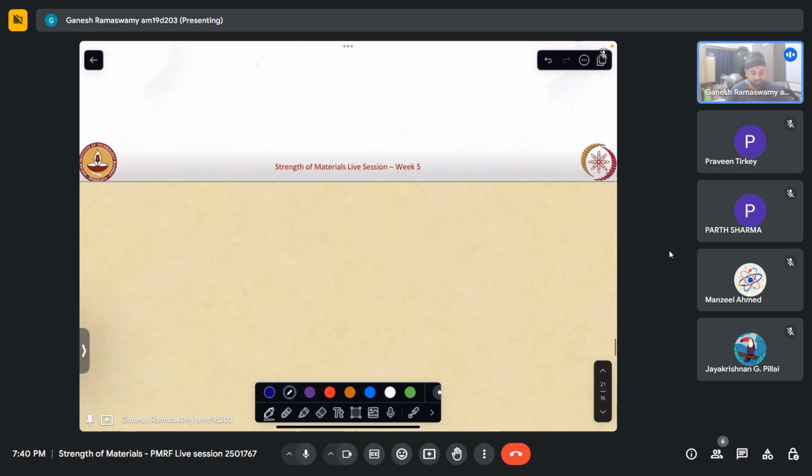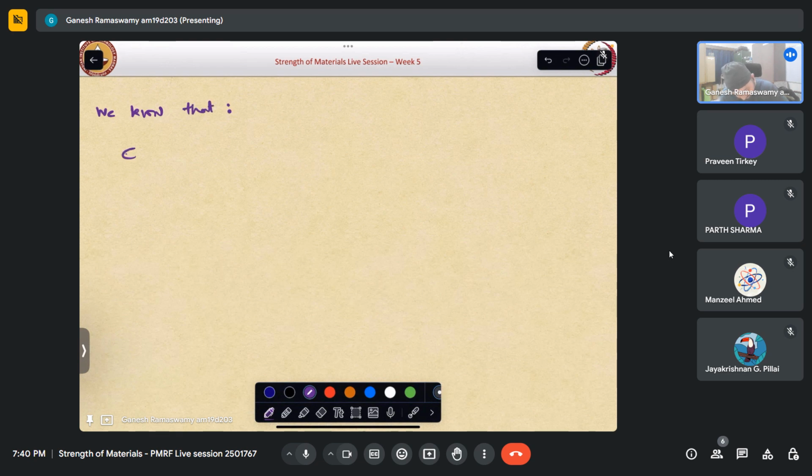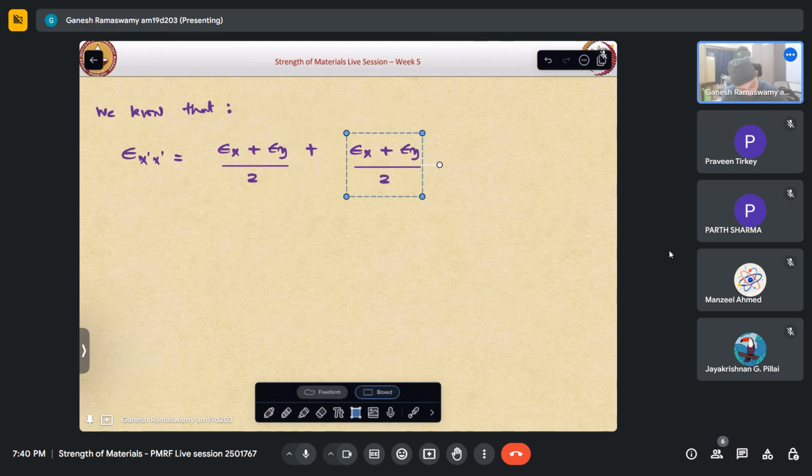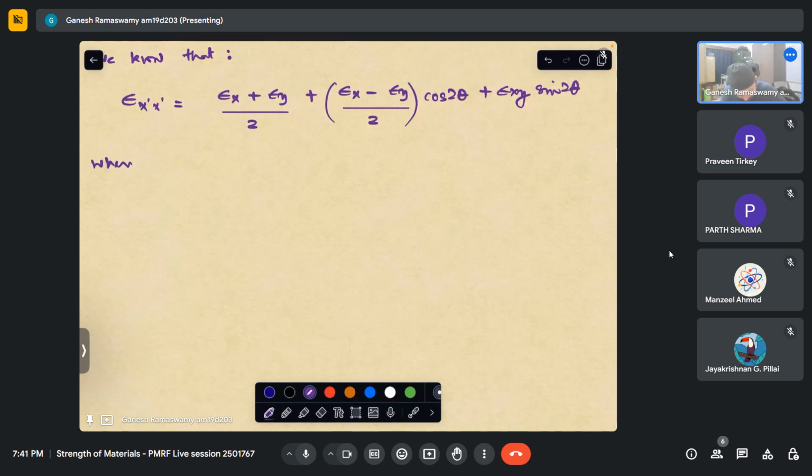So we know that epsilon x prime is given as epsilon x plus epsilon y by 2, plus, this will be minus, epsilon x minus epsilon y by 2 cos 2 theta, plus epsilon xy sin 2 theta. So this transformation equation we already know. It is just that matrix multiplication with cos theta, sin theta, minus sin theta, that you can simply do and find out. So I just have to plug in where theta is 45 degrees. So 2 theta is 90. Sin 90 is 1. Cos 90 is 0.